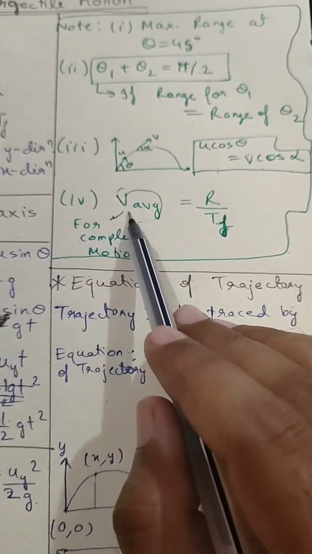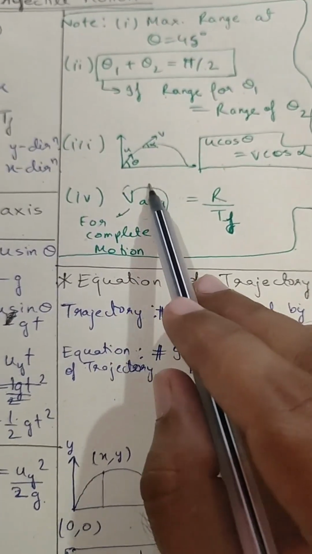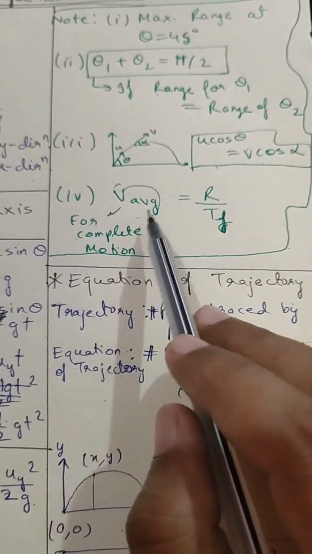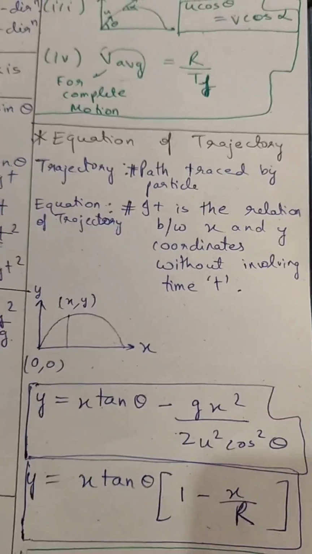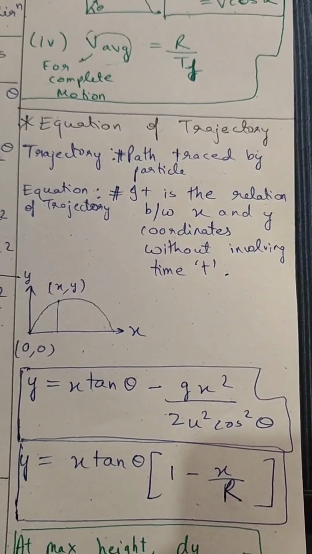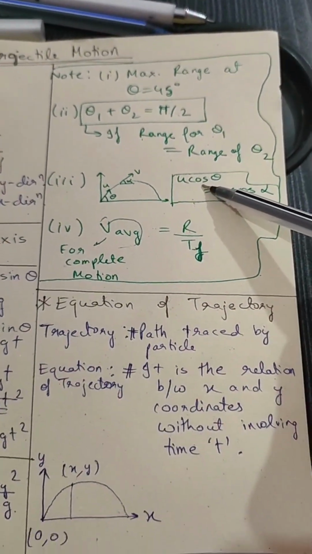Then we have the average velocity for complete motion. The formula is equal to range upon time of flight. So these are the important points for projectile motion.